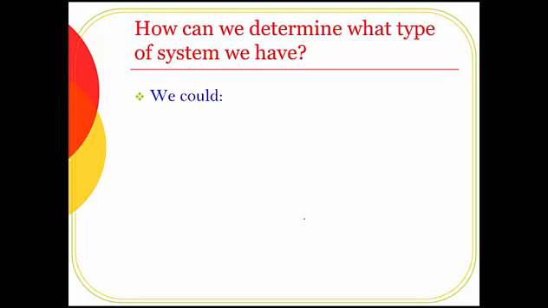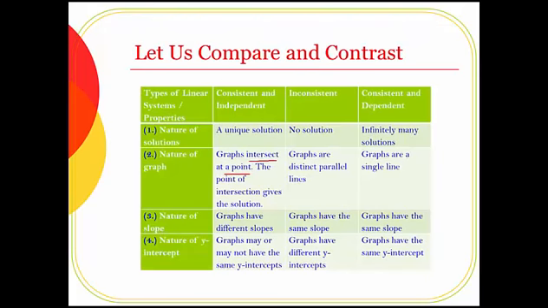Now, how can we determine what type of system we have? Let's say we are given some linear systems and we are asked to find out whether they are consistent and independent, or inconsistent, or consistent and dependent. Most textbooks, when they talk of consistent, they mean consistent and independent. When they talk of inconsistent, they still mean inconsistent. And when they talk of dependent, they mean consistent and dependent.